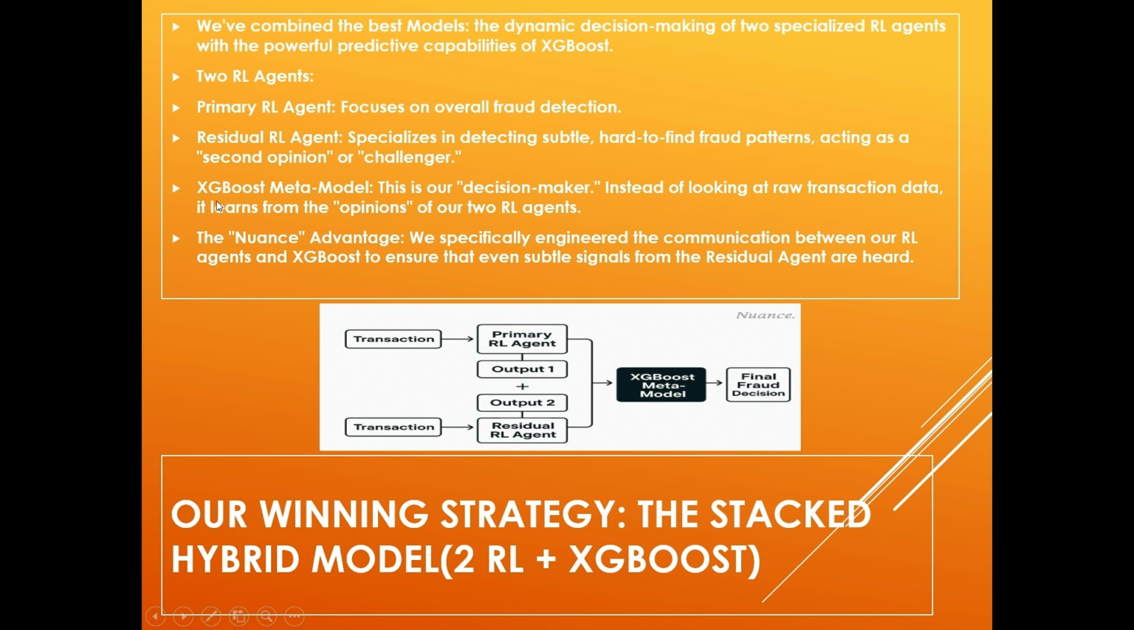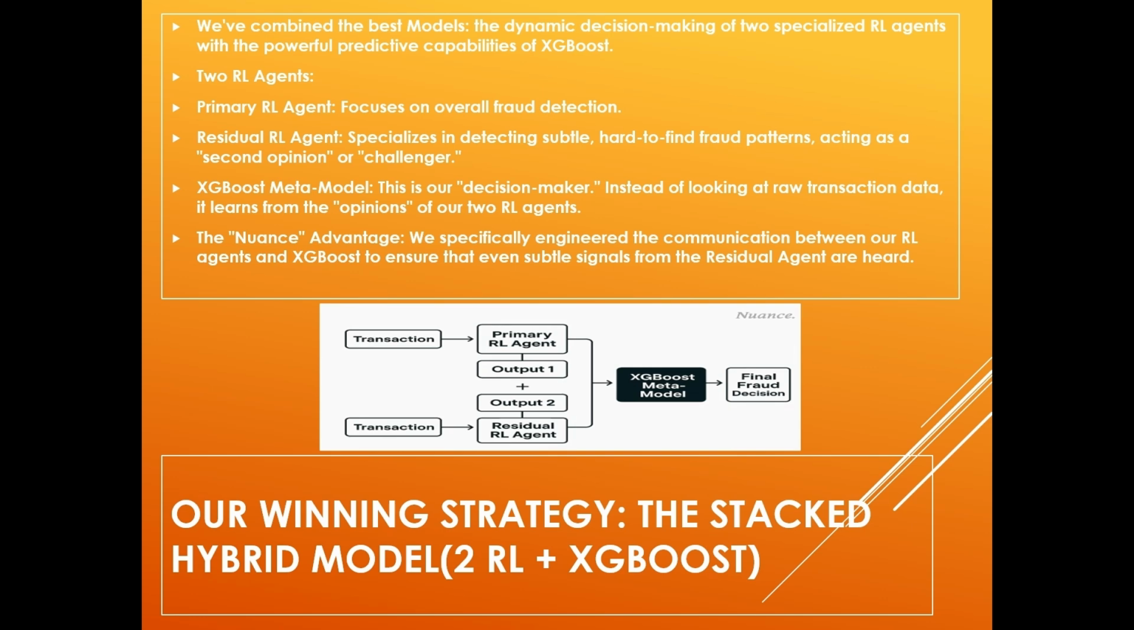The meta model, I mean the final model, is XGBoost. As I told you, this is the decision maker. It will learn not from the data but from the opinions of these two RL agents. The nuance advantage means that even very small changes, those signals will be heard from the secondary model, which is our residual agent, and conveyed to this final model. This system showed significant improvement over our traditional models on our original datasets.